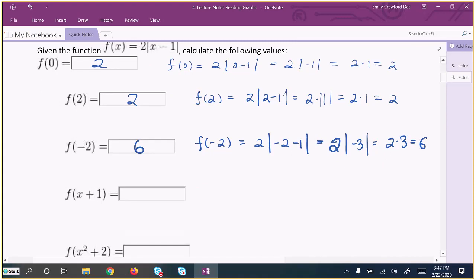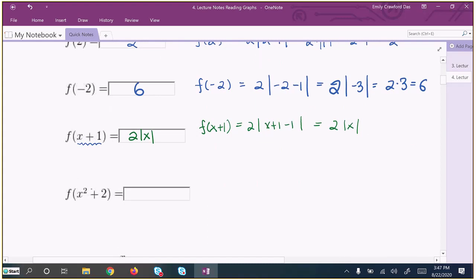But I can also input expressions. So if I see something like f of x plus 1, the process is still exactly the same. I just replace x in my function by whatever is here inside the parentheses. In this case, it's x plus 1. So that's going to look like 2 times absolute value of x plus 1 minus 1, which is 2 times absolute value of x. So that will be my answer here. f of x plus 1 is 2 times absolute value of x.